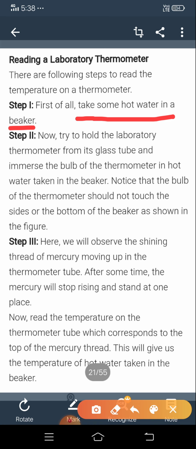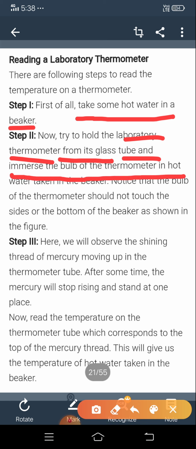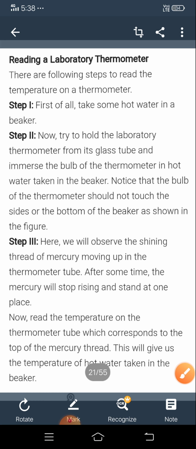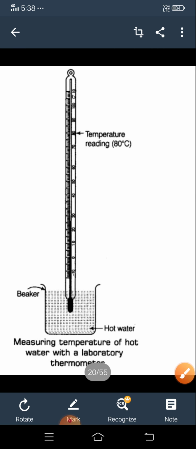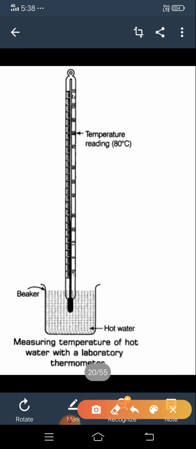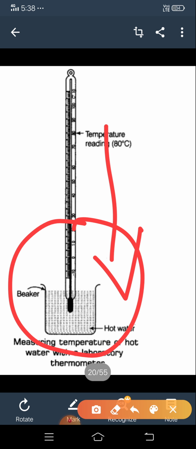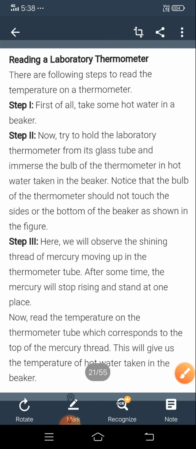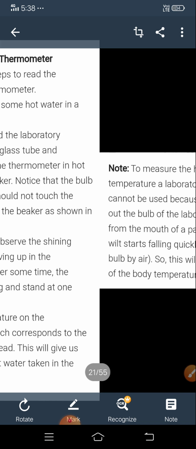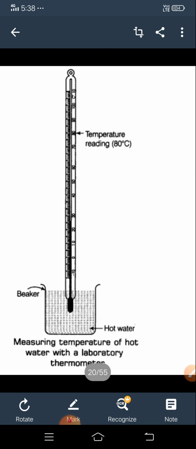Now hold the laboratory thermometer by its glass tube and immerse the tube of the thermometer in the hot water taken in a beaker like this. Next, notice that the bulb of the thermometer should not touch the sides or the bottom of the beaker, as shown in the figure. Just observe here.